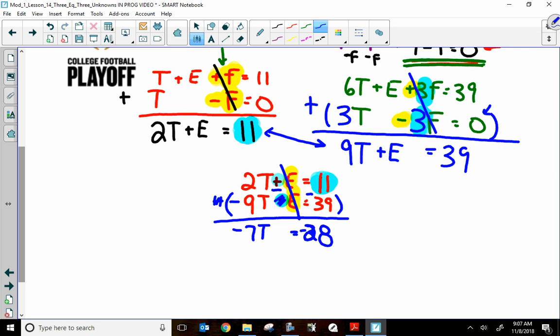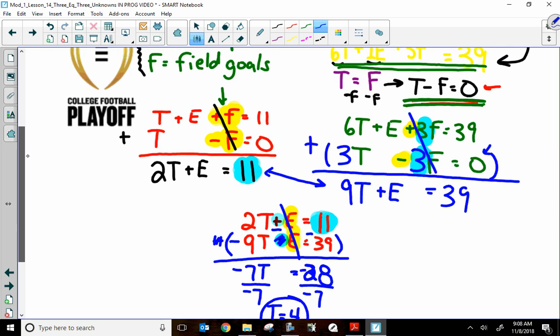When it doesn't come out right, you know you've made a mistake, and I'm not immune to them. Right? You got to go back and find out where you made it. If I divide both sides by negative 7, T should equal 4. I've scored 4 touchdowns. Now, here's where life becomes slightly easier.